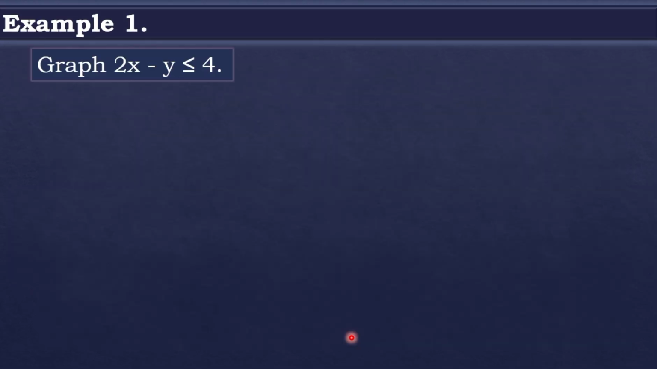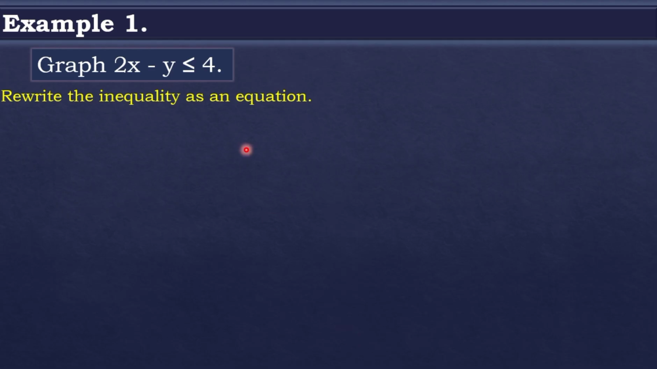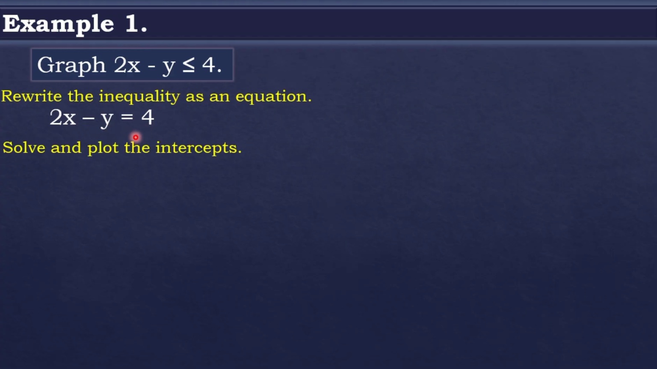So, I have here, 2x minus y is less than or equal to 4. So, first step, rewrite the inequality as an equation. So, ano lang gagawin? Since pinapa-rewrite lang sa atin as equation, gagawin lang natin tong equal symbol. So, we will have 2x minus y is equal to 4. Okay? So, after rewriting, nasulat na natin siya, you have to solve and plot the intercepts.